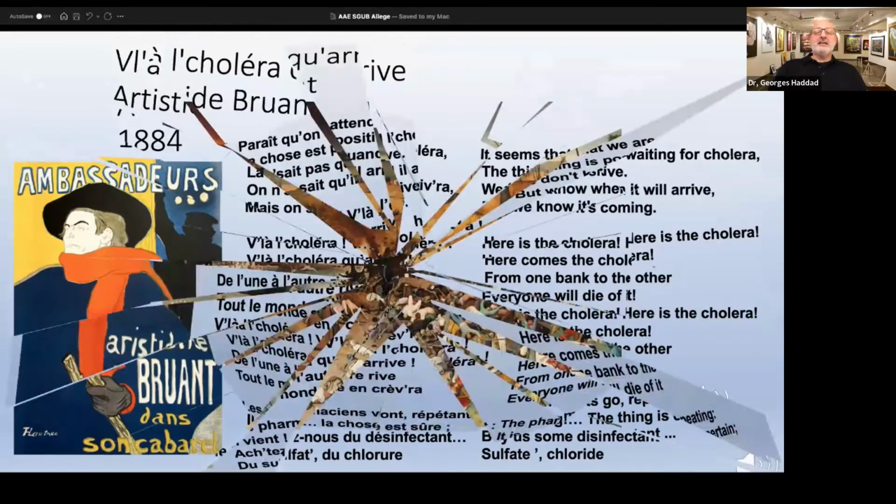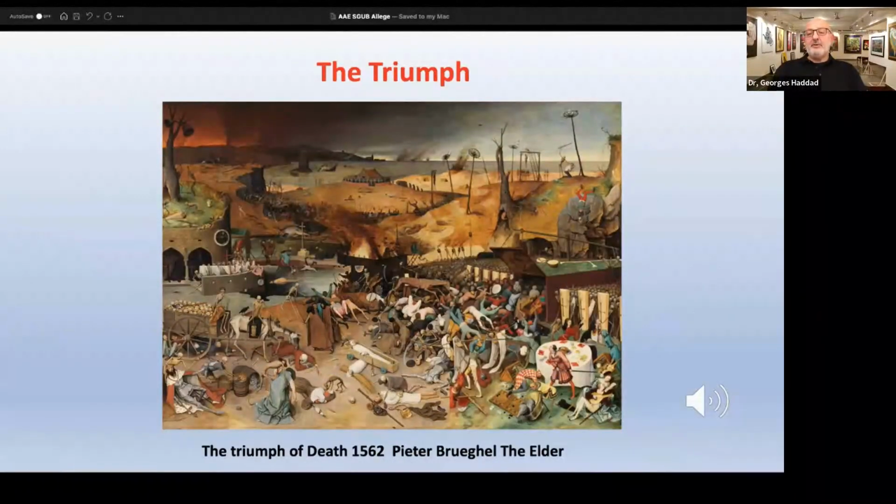So not only can you dance with death, but you can also make fun of death. But no matter what you do, you're going to lose. And I'm getting close to the end of my presentation. I wanted to show you that no matter what you do, death always wins at the end. This is from a painting by Peter Bruegel the Elder. It dates from 1562, and it is called The Triumph of Death.